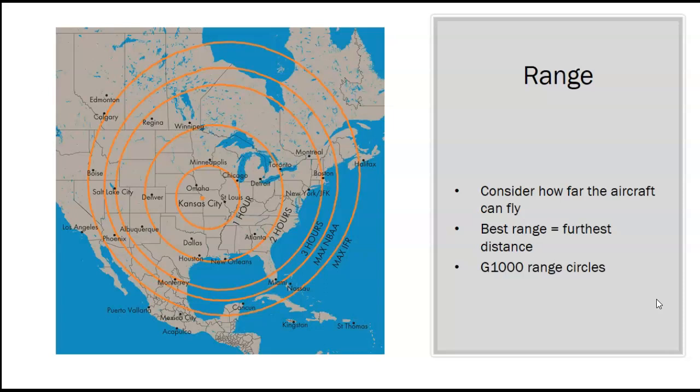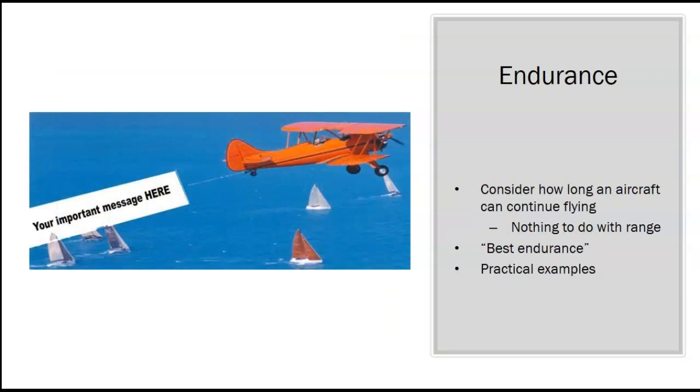Now we need to distinguish between range and endurance. Endurance is simply the amount of time the aircraft can fly. It has nothing to do with the distance or the range the aircraft can fly. And that strictly depends on the amount of fuel and the fuel burn.